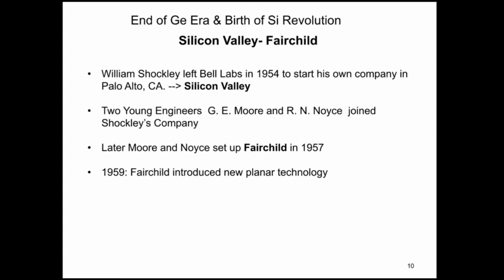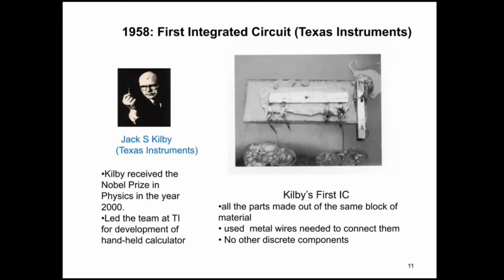William Shockley left the Bell Labs in 1954 and started his own company called Silicon Valley. Two young engineers, Murray and Noisy, joined Shockley's company. Later, Murray and Noisy set up a company called Fairchild in 1957. And in 1958, Fairchild introduced the new Planar technology.